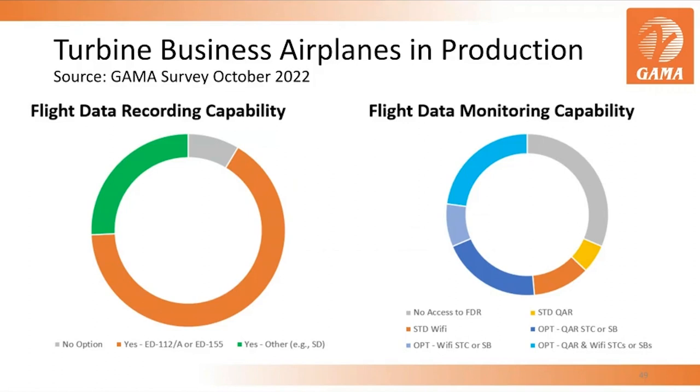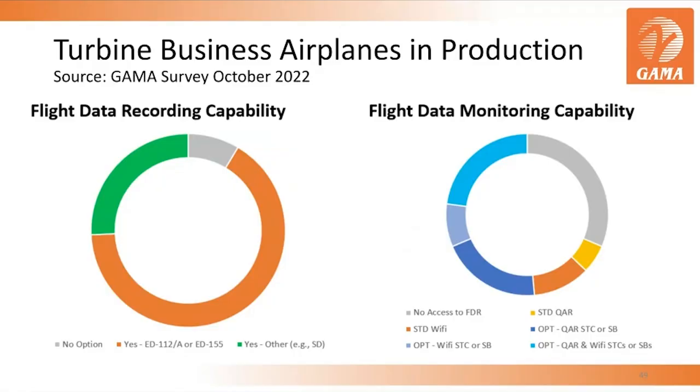The big orange graph there is the standard box, ED112, ED155. And as you see there, quick math, it's in the 70-80% range. And then the other part is the SD card, the embedded recorder, and non-standard boxes in the aircraft. So we're really high with recording data on turbine airplanes. On the right side, let's look at the FDM capability.